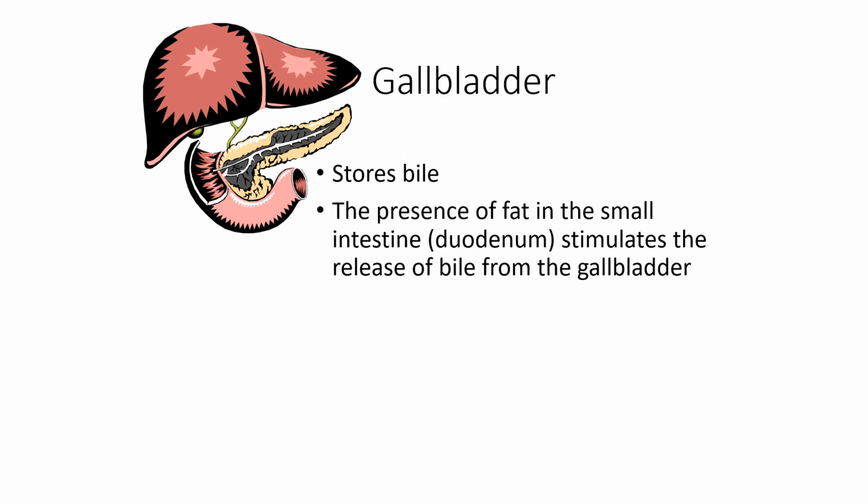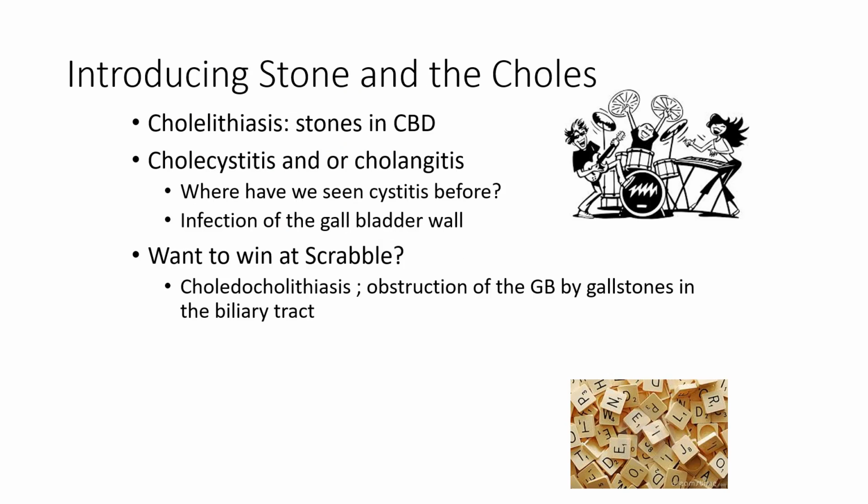And then there's the gallbladder, which obviously stores bile, and the presence of fat in the small intestine, or the duodenum specifically, stimulates the release of bile from the gallbladder. So that can cause, obviously, stones in the bile duct. That is known as cholelithiasis, lithiasis meaning stone, in the gallbladder. So you can have stones without infection, right? But obviously when the stone becomes infected, then of course it becomes a condition of cholecystitis or cholangitis.